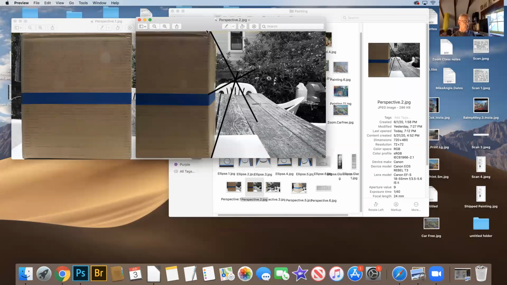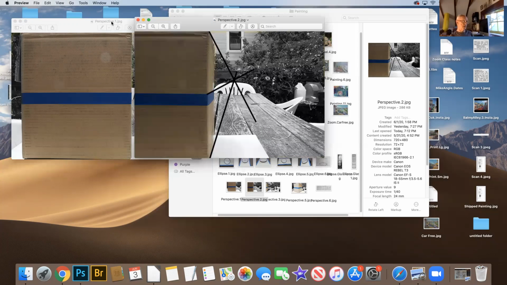And you see how these lines all converge on a point. The top edge, the bottom edge, and this tape, which is running parallel to them, converge on a point. That point is where my eyes were. That's the vanishing point. Okay, we'll go into this further in a minute.